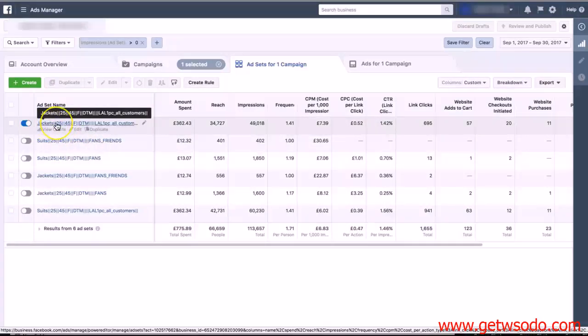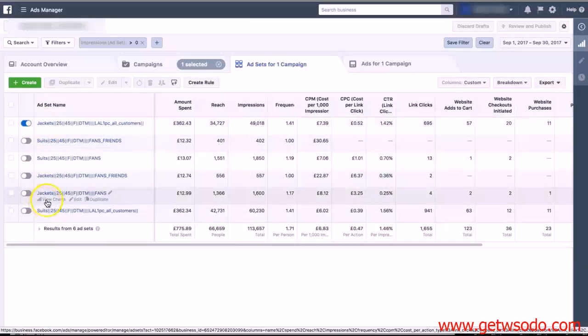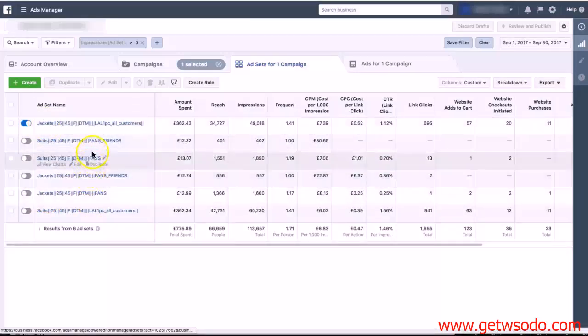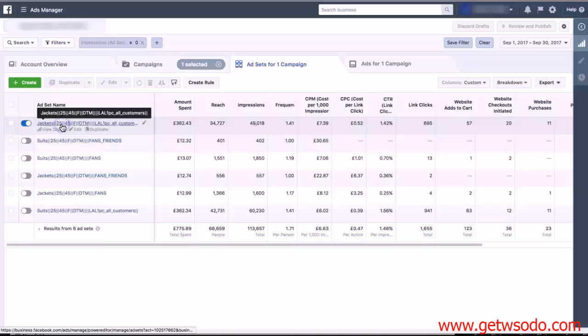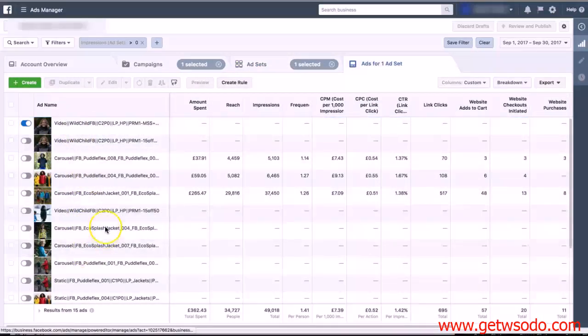Within each of the ad sets, we were also cycling different products as the lead product, to bring people to the category page for this specific account. And so you can see the permutations here: jackets and suits, and then the different audiences. And then within the ad set itself, we ran multiple variants of those images as well.